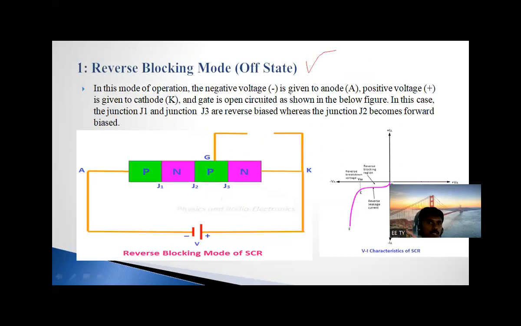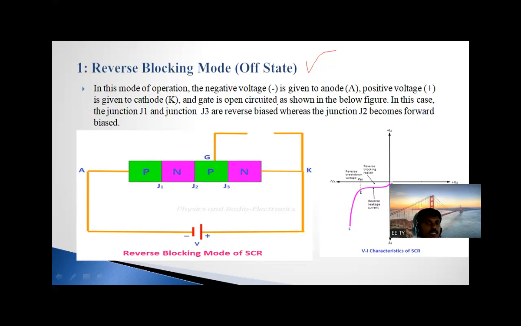First one is the reverse blocking mode. That is also called the off state. To operate the SCR in reverse blocking mode, the cathode should be connected to the positive and the anode should be connected to the negative. Are you getting this one?